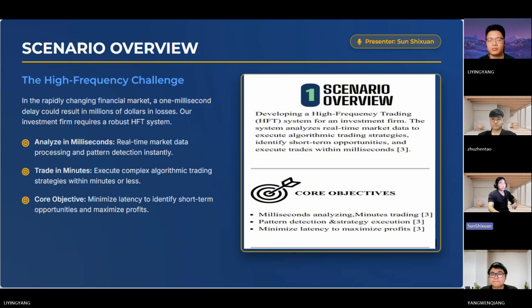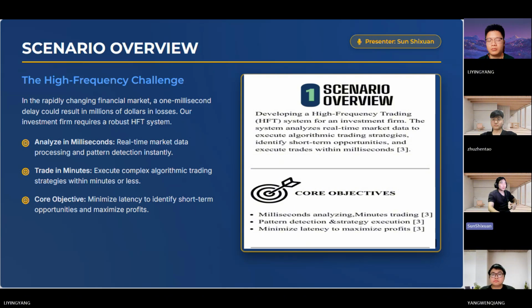Please imagine this situation with me. The financial market moves very fast. Prices go up and down in the blink of an eye. In this fast moving world, even a tiny delay of one single millisecond is a huge problem. Being late by just 1 millisecond can mean losing millions of dollars. This is the exact problem we are trying to solve today.